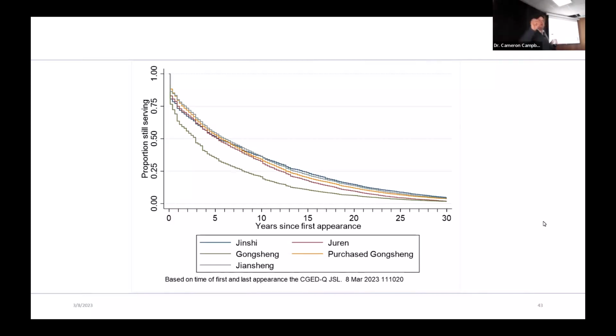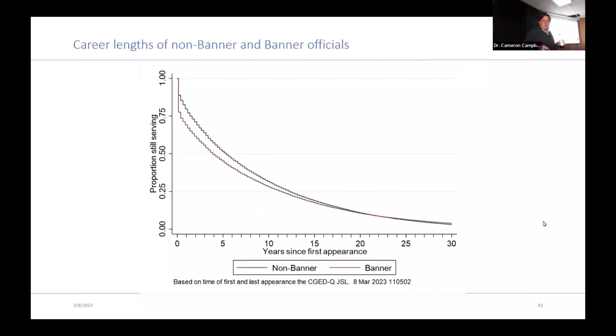One of the great things about the data is the nominative linkage is really easy, so we can follow people across the different posts. We're looking at exits from service, not from their current post. If they exit our data, that means they've left the government completely. But if they have a post within the government, we follow them.